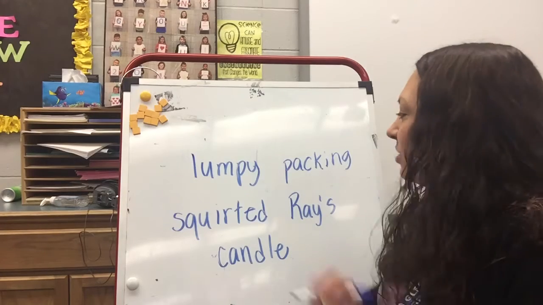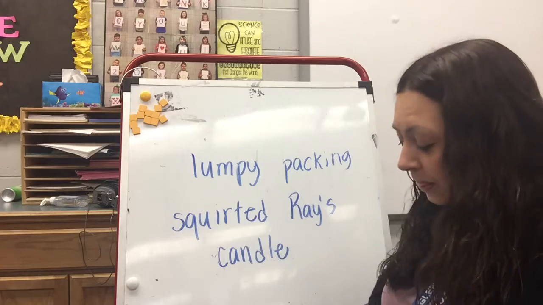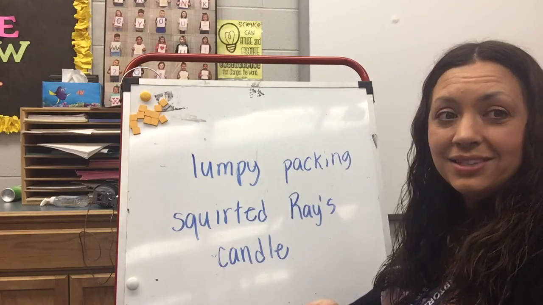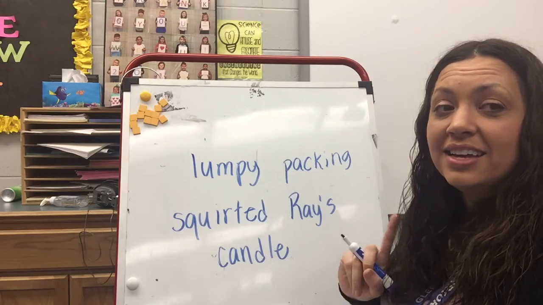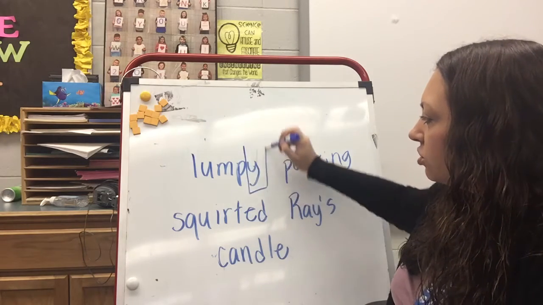All right, let's code some words. So let's look at our first word. What do you notice about that word? That's right, it's got a Y at the end. So let's see if we're going to use that as a suffix or as another syllable. Let's box it off first to try it that way.